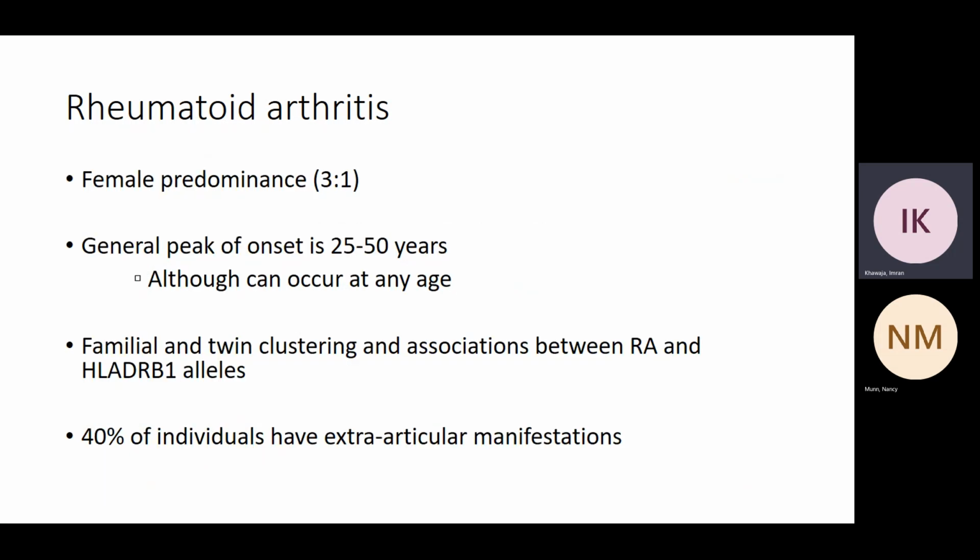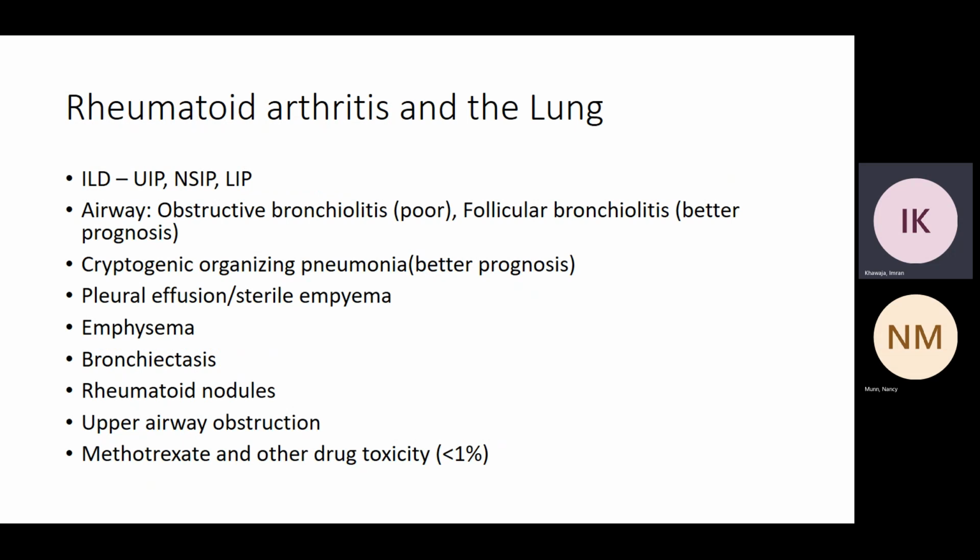Rheumatoid arthritis, normally females are affected most of the time. Age could be any age, but 25 to 50 is the commonest age. There is familial and twin clustering that is seen in different genes. And nearly half of the patients, 40 to 50% of patients, have extra-articular manifestations.